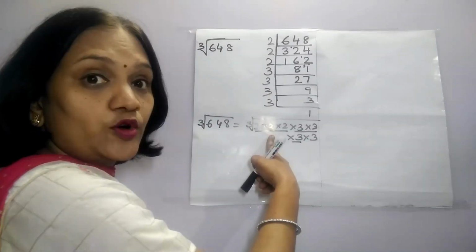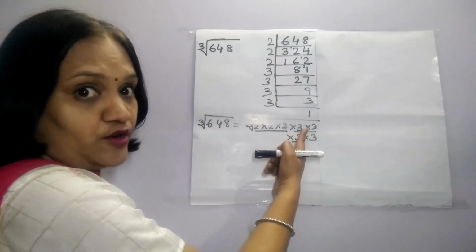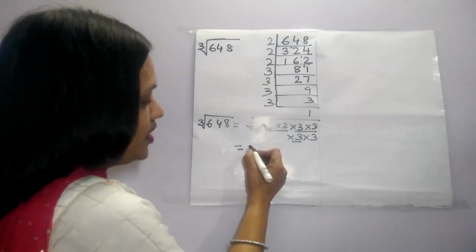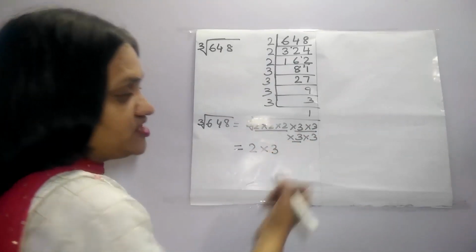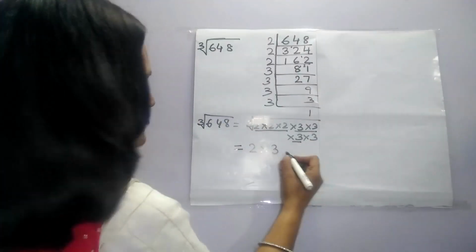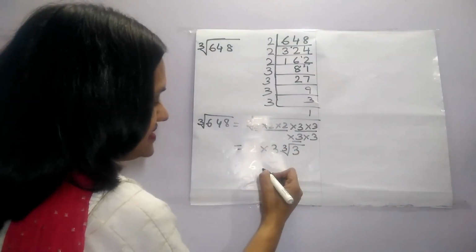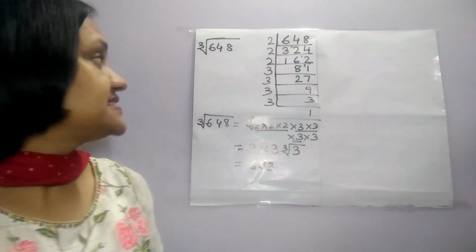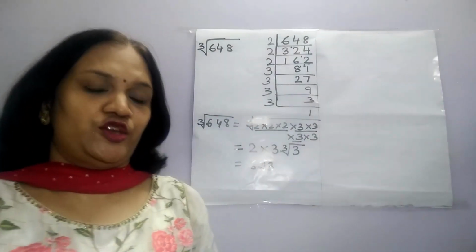Now since there is a group over here, it can come out of the cube root sign. Again, since there is a group over here, it can come out of the cube root sign. For this group, we have a 2 which has come out, and for this group, we have a 3 which has come out. Now what about this 3? Poor thing, it could not come out of the cube root sign. So we are getting 6 into cube root of 3. We can say that 648 is not a perfect cube.